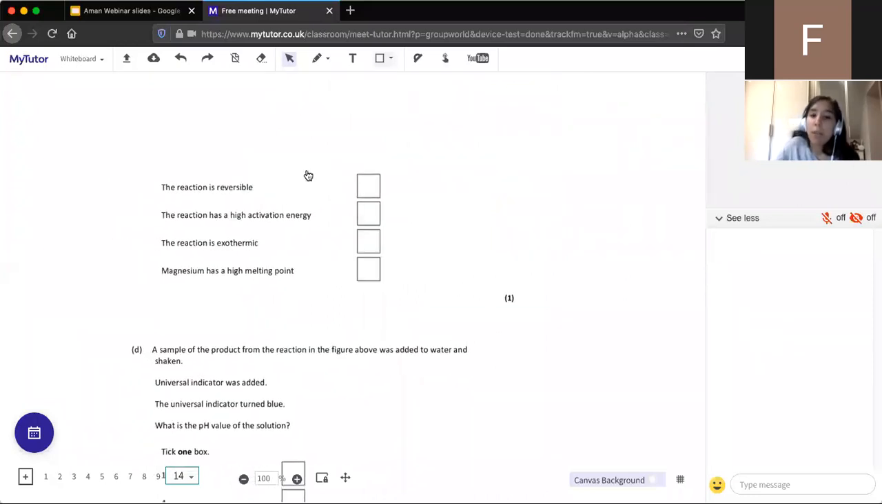What does that tell us about the reaction? So it needed heating before it could react. Does that tell us that the reaction is reversible? Does it tell us that the reaction has a high activation energy? Does it tell us that the reaction is exothermic, or does it tell us that magnesium has a high melting point? What do we think?